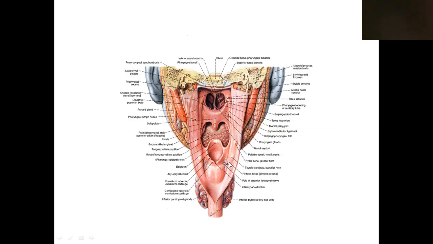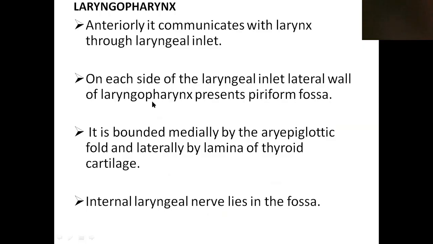The pyriform fossa is having a nerve. A nerve is passing through that pyriform fossa. That nerve is known as the internal laryngeal nerve. It supplies the larynx. So that fossa is having an important nerve. See this small depression. This is the pyriform fossa. What is the peculiarity? See this nerve. It is the internal laryngeal nerve. The internal laryngeal nerve lies in that fossa. Then the pyriform fossa. Those 2 points are clear.